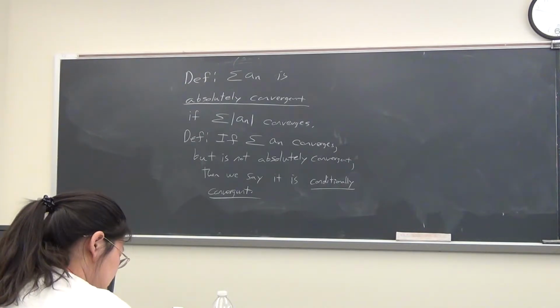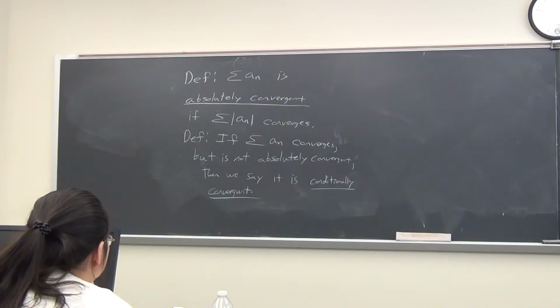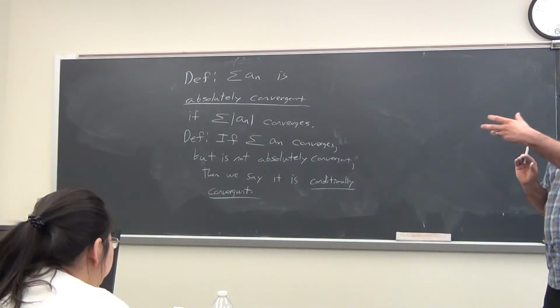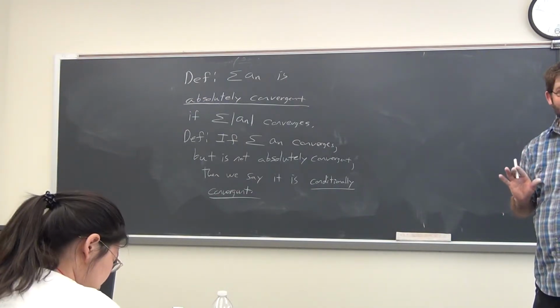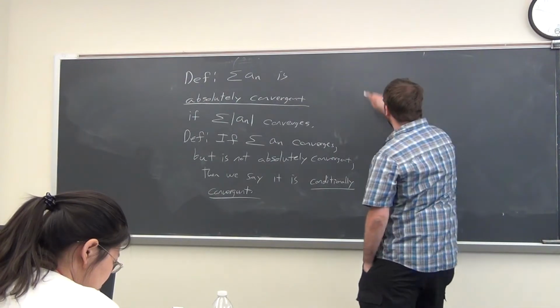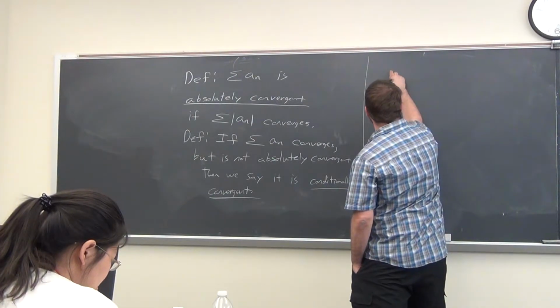Converging absolutely means your terms get tiny really fast. Converging conditionally means that there's some amount of adding and then subtracting that is making the series converge, and it's not just that your terms get smaller very fast. And so let me just do a quick note here.